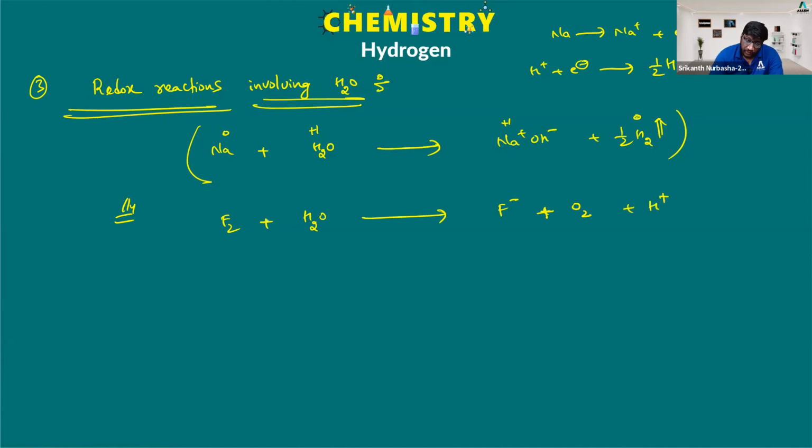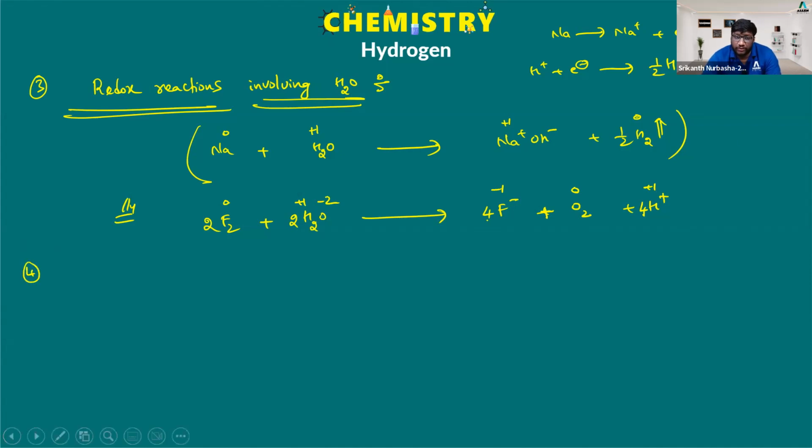So 2F2, if you try to write, you can write 4F minus. 4F minus means 4H plus. 4H plus means 2H2O. From there, you can say oxygen is also balanced. Oxygen went from -2 to 0 state. Fluorine went from 0 to -1 state. Hydrogen is in +1 to +1 state only. Okay.